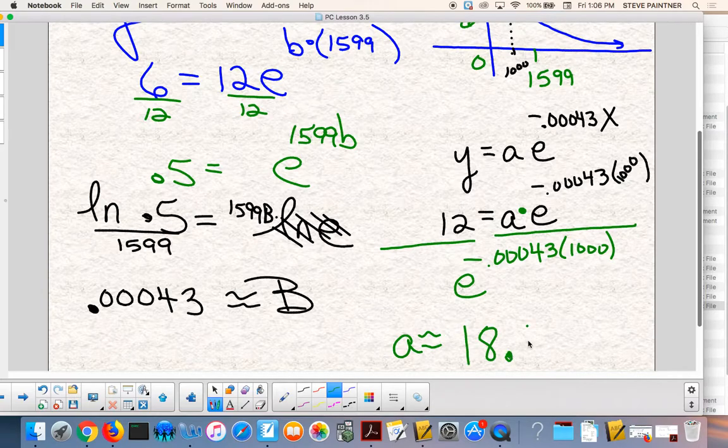A is about 18 point something. I can't remember exactly, but I'm pretty close though. And that's grams, by the way.